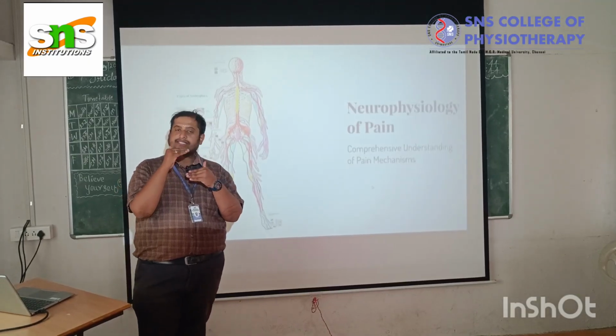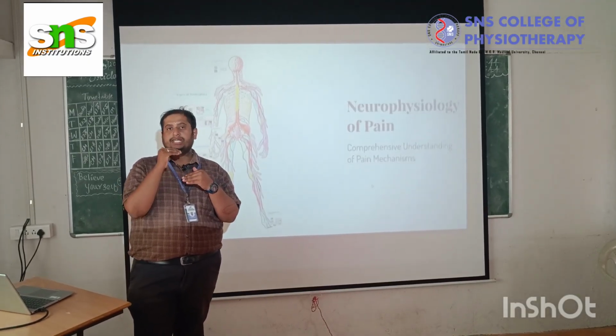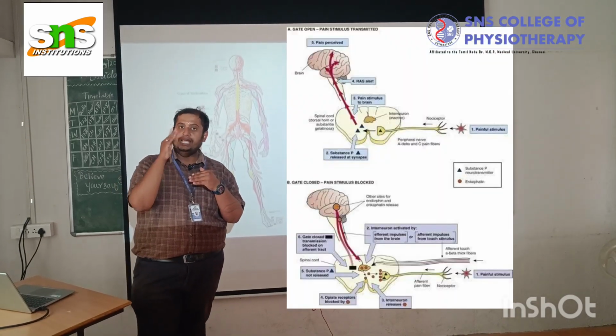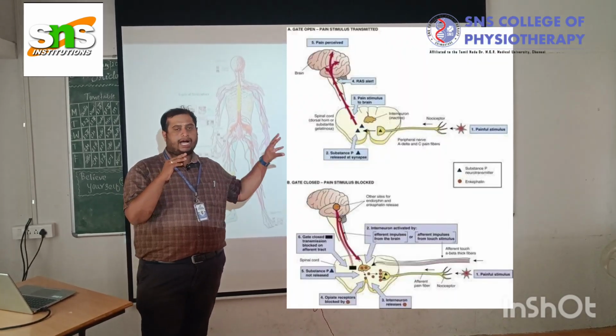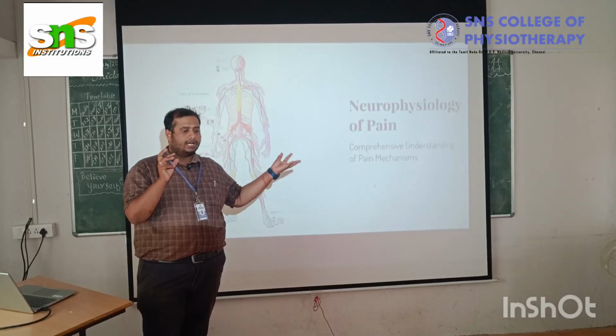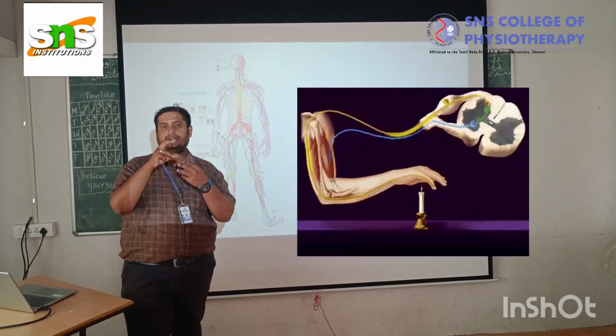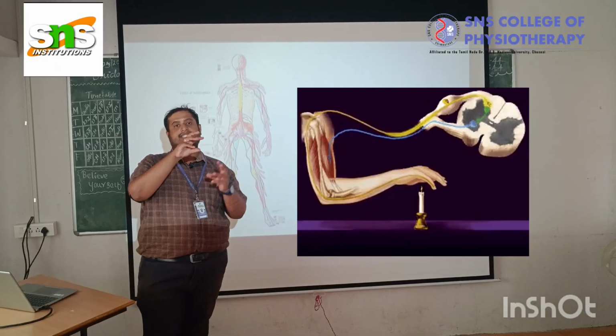Where does it reach the brain? It reaches the brain in the lateral spinothalamic tract. Through the lateral spinothalamic tract, it reaches the higher centers. In the arc, we are saying that the first one is the organ, the second one is the afferent nerve, and the third one is the higher center.